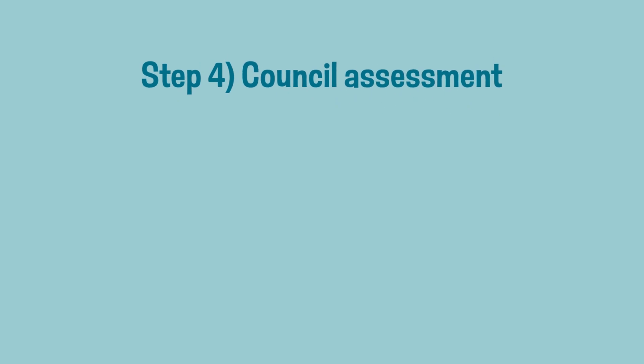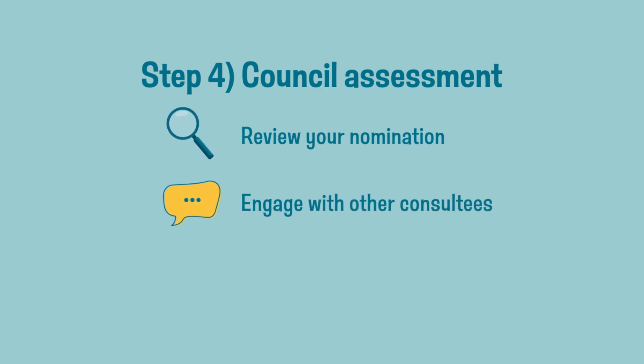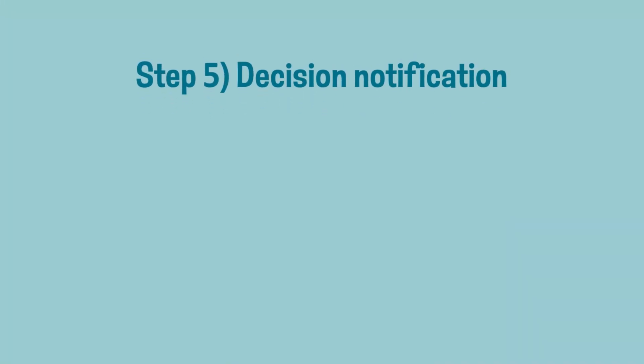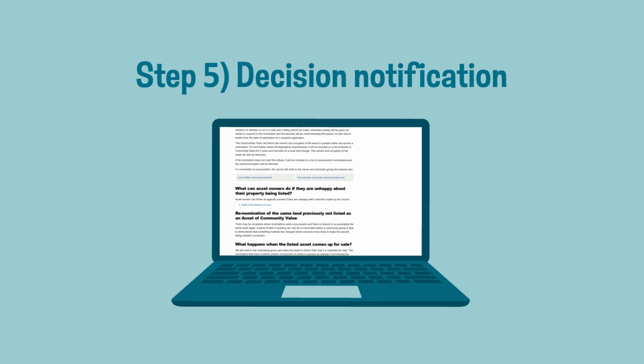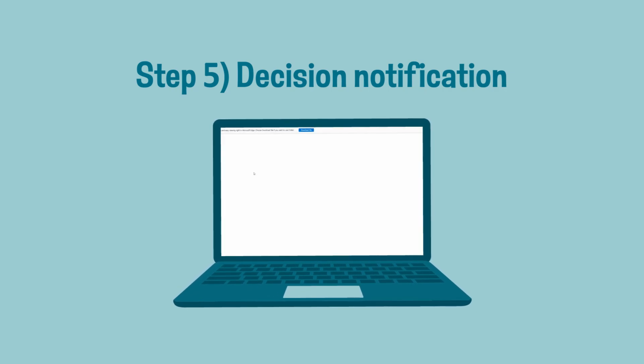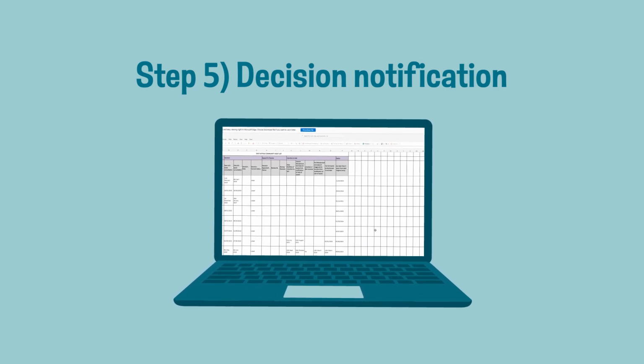Step 4, council assessment. East Suffolk Council will then review your nomination, engage with other consultees, and make a decision within 8 weeks. That decision is made by 2 of our heads of service. If we have any questions about the nomination or the application submitted, we'll get back to you within the first few weeks. Step 5, decision notification. If successful, your nomination will be added to our list of successful community asset nominations.